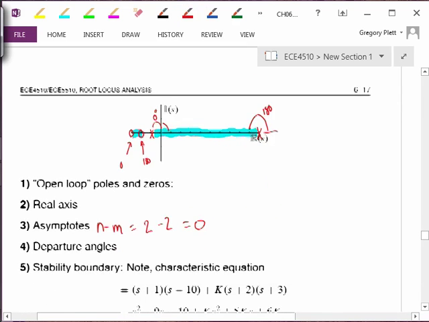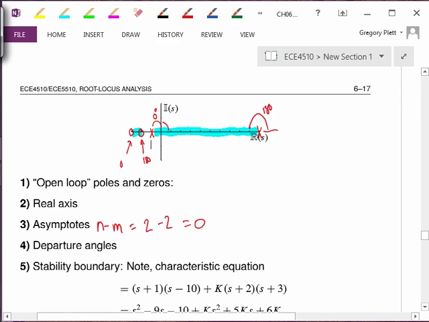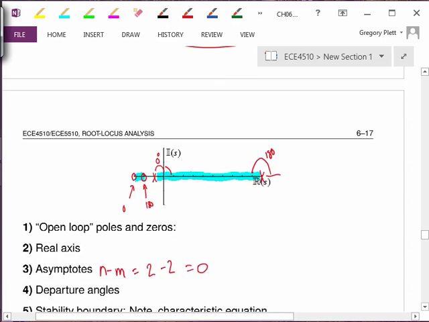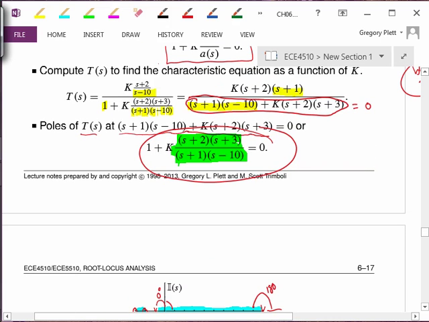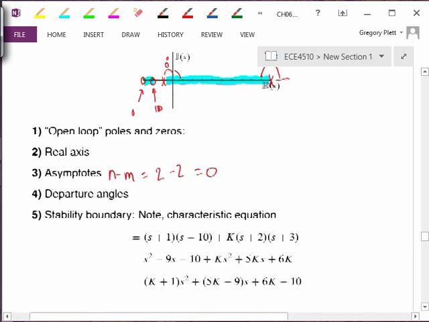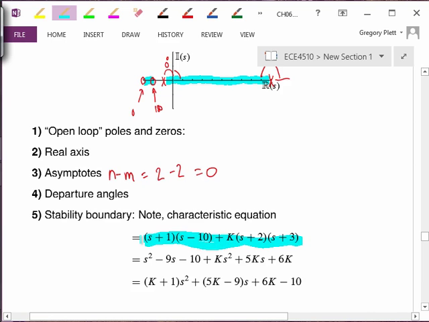So it's going to be pretty helpful to figure out what is the stability boundary. So we look at the closed loop characteristic equation. We look at it, which is setting the denominator equal to 0. Which version am I going to use? I'm going to use this guy here. S plus 1 times s minus 10 plus k times s plus 2, s plus 3 equals 0. That's the characteristic equation. This here is what we are going to use inside of a Routh test from the last chapter to figure out the stability boundary.